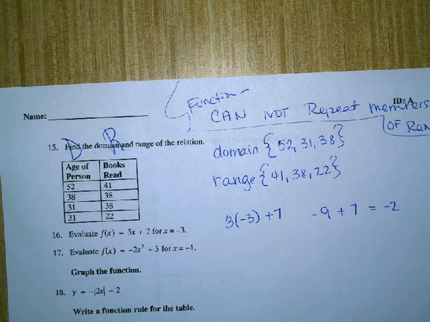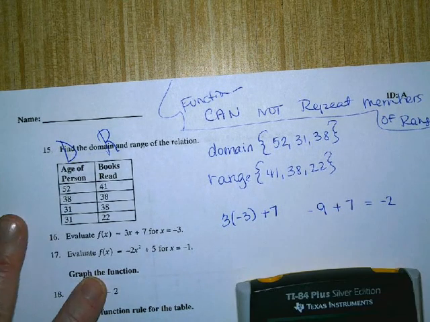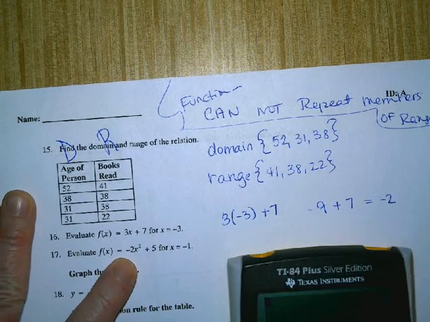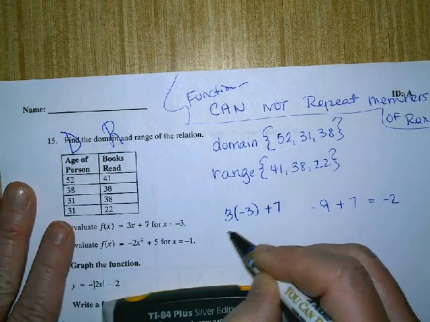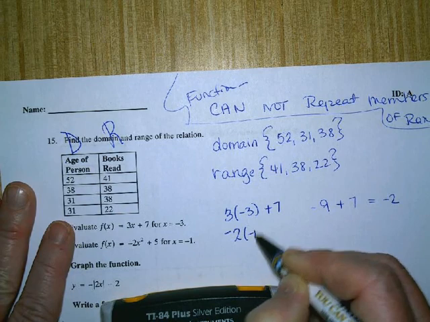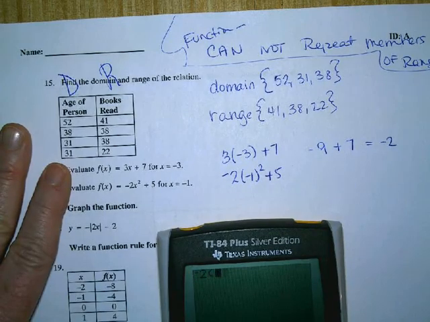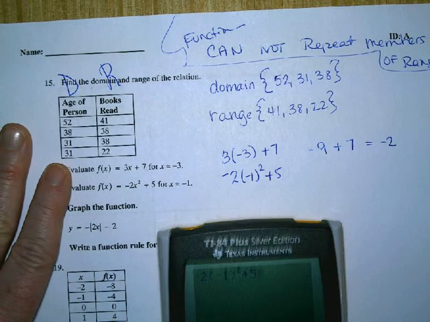Do the same thing. But be very careful here. Negative 2 times negative 1 squared plus 5. See what I put in there? I put the negative 1 in parentheses. What's my answer here? 3.